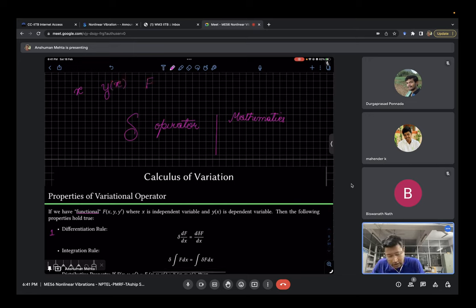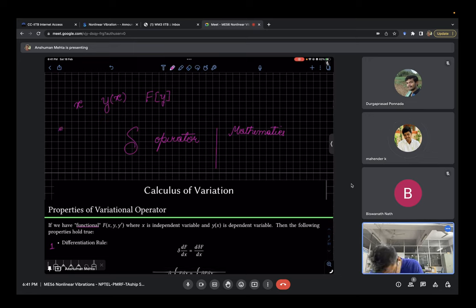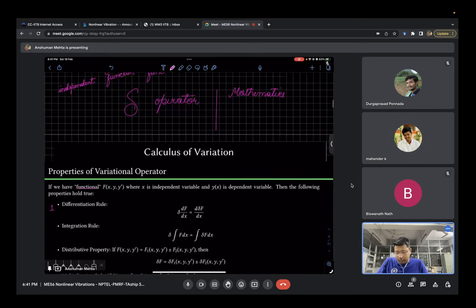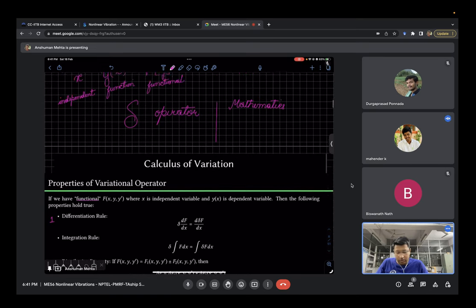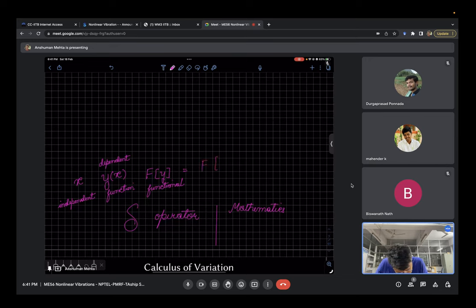Now the functional f is defined as some function of y also. So this is the independent variable, this is the dependent variable, and this one is the functional. y can also be called a function of x, right? So functional means function of a function. Now if we have some functional, it will be dependent on x, y, or maybe the derivative of y. It could be anything.